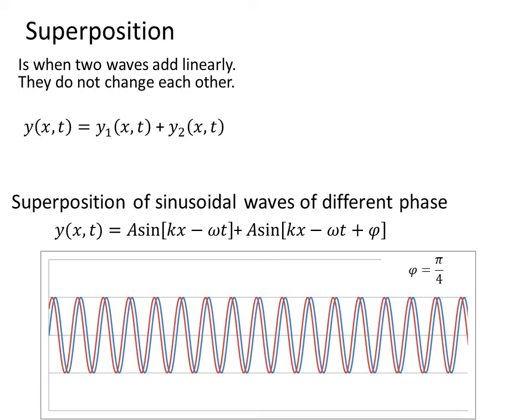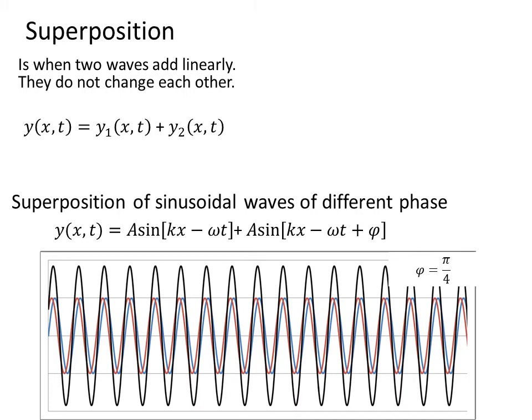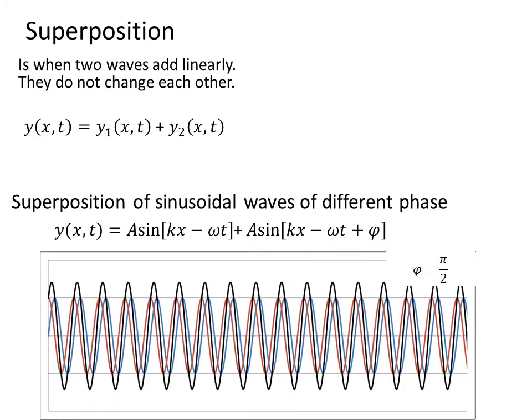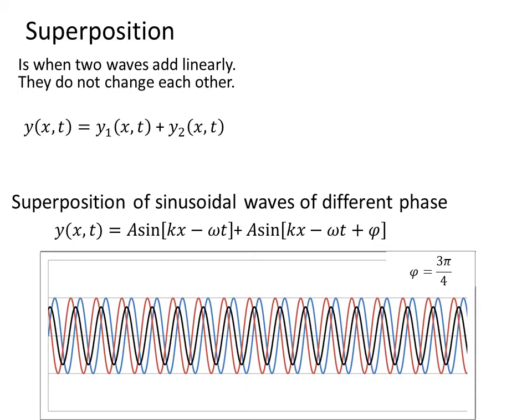So we have the red curve and a blue curve with a phase difference of pi over 4 shown here. The sum is the black curve. We see that they add together, producing a sinusoid. If we change the phase to pi over 2, it's still a sinusoid, though it's dropped a little bit in amplitude. If we go to a phase of 3 pi over 4, the black curve is still a sinusoid, but the amplitude is dropped even further.